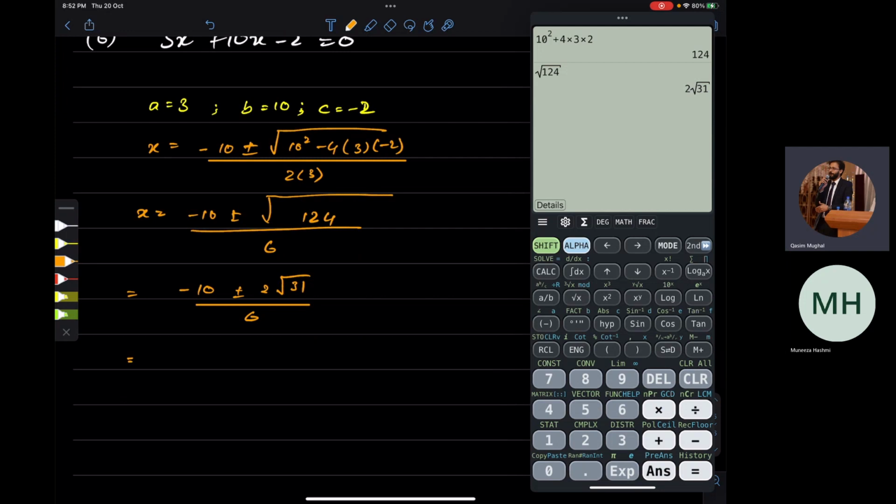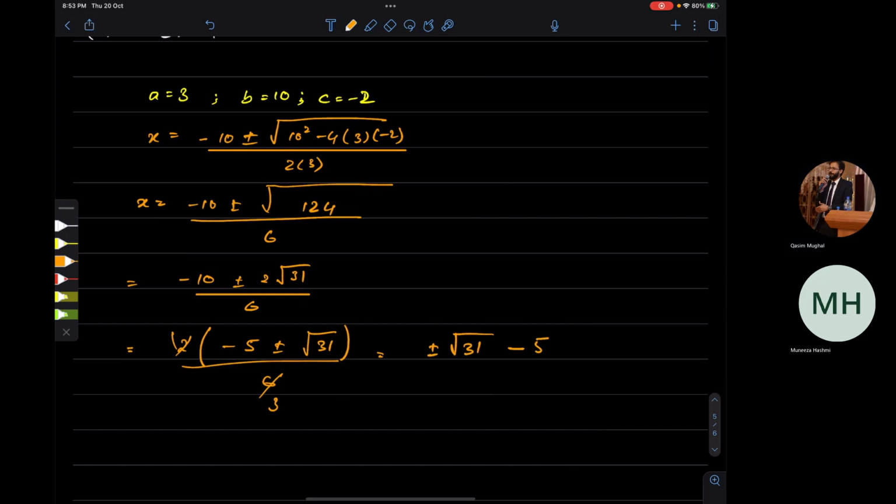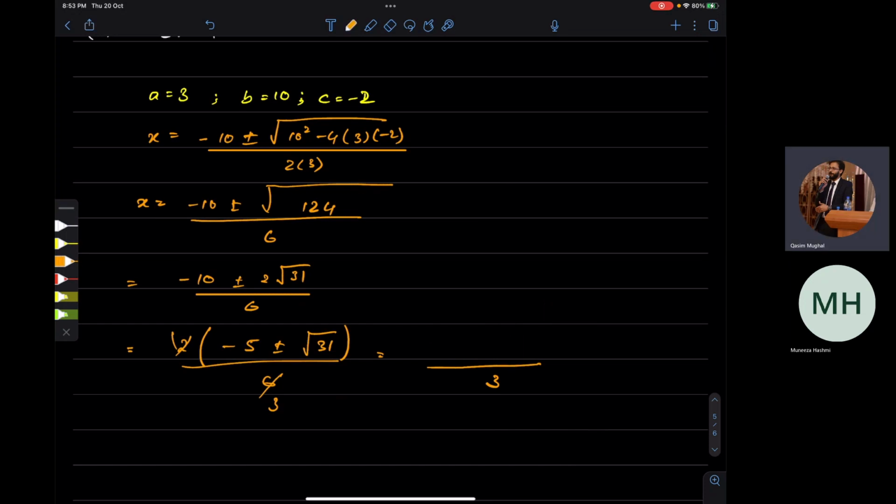You can even further simplify this by taking 2 common from the numerator because you will be able to cancel it out with 6 in the denominator. So I'm going to take 2 as common, or you can take minus 2 as common if you wish to. But actually, I'll just take 2 as common. So that's going to give you minus 5 plus minus root of 31 over 3. Or even if you want to keep minus 5 first, that doesn't matter. Minus 5 plus minus root of 31 over 3. So that's the surd form.